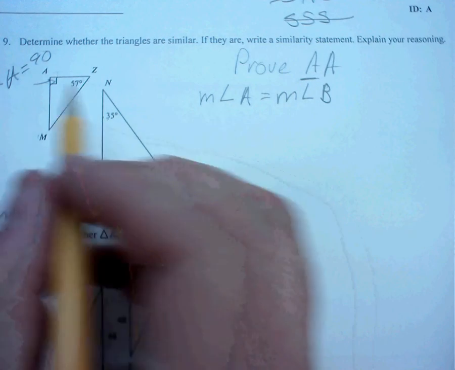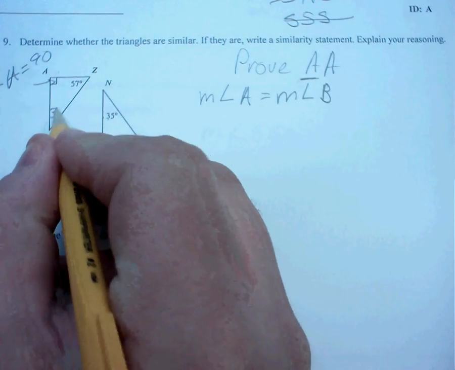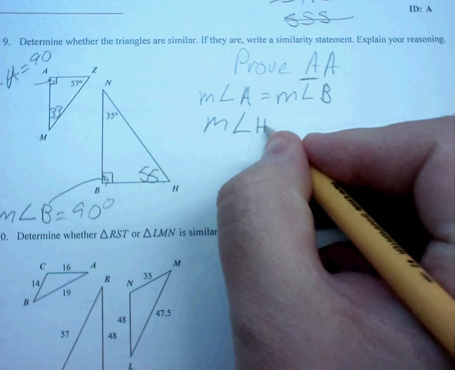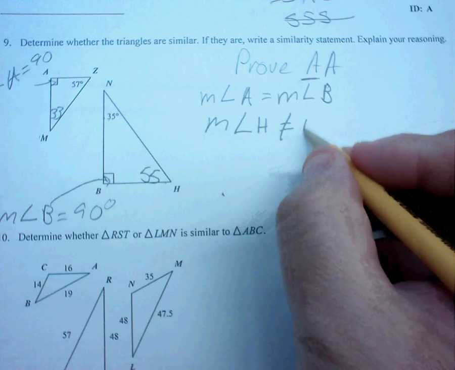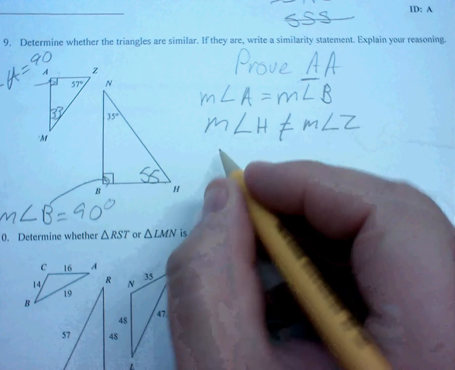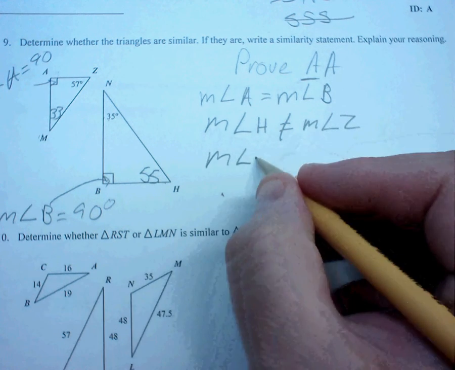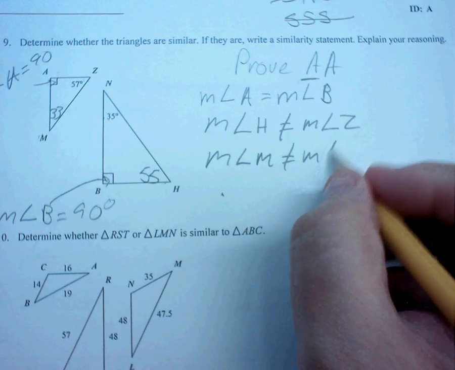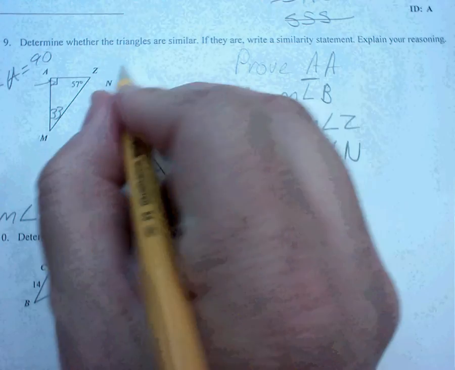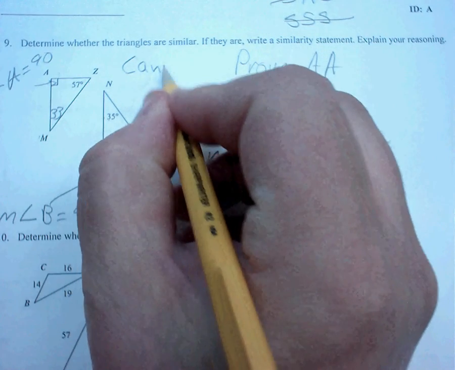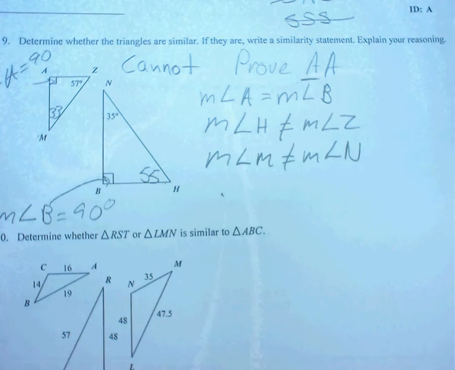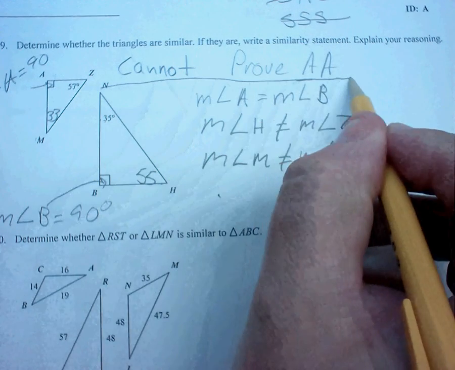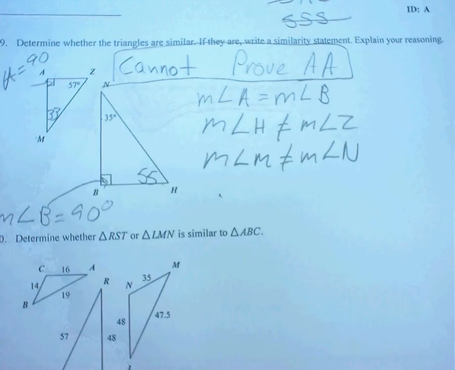By the way, if I were to do the math for this one, this angle right here would be 33. So in other words, the measure of angle H does not equal the measure of angle Z. The measure of angle M does not equal the measure of angle N. So then I'm going to say cannot prove. Cannot prove by angle theorem of similarity or postulate.